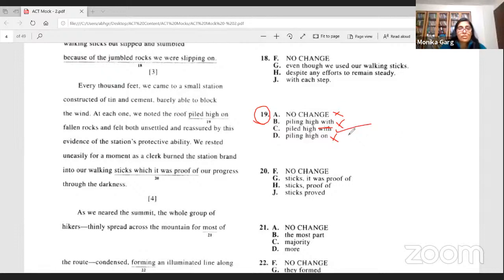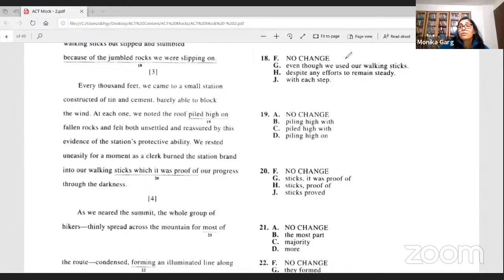So this is like a mix of tenses question and idiom question. The idiom is you need to choose between on and with, and for tense you need to choose between piling and piled. And since you're talking about something you observed had happened, it was not happening in front of you at that time, so it cannot be piling, it has to be piled. All right, so this was a typical idiom question mixed with the tenses format.